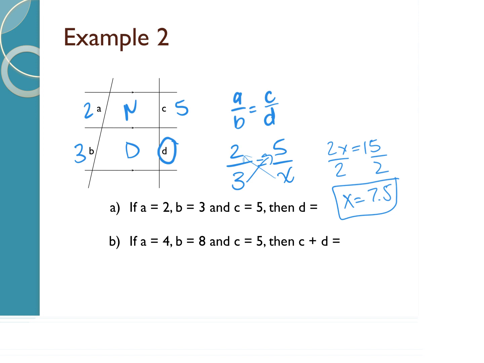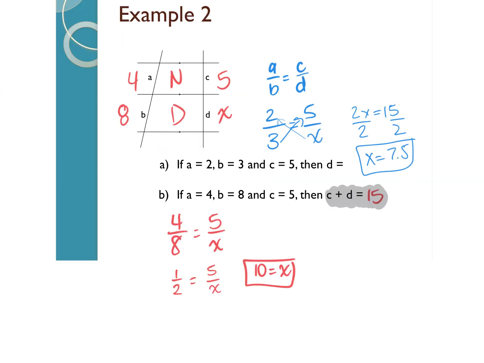No, we're good? All right, I want you to try B, solve for D, and then add C and D together to get C plus D. Let's see what you get. Go. All right, how many of us got 15?